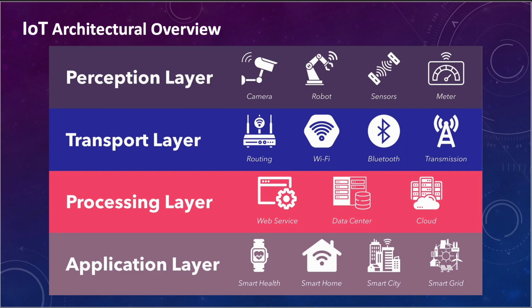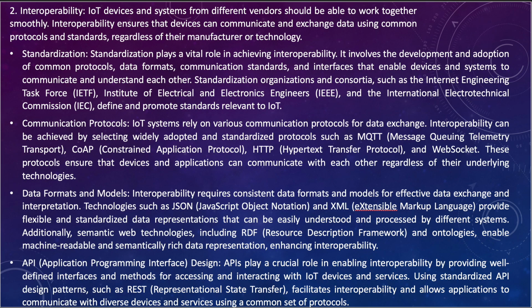Processing layer and application layer are basically the same layers that you can find in the application development world, where we talk about back-end programming and front-end programming. So data formats, similar to communication protocols, will be the same and will be using the same standards. API, Application Programming Interface design. APIs play a crucial role in enabling interoperability by providing well-defined interfaces and methods for accessing and interacting with IoT devices and services.